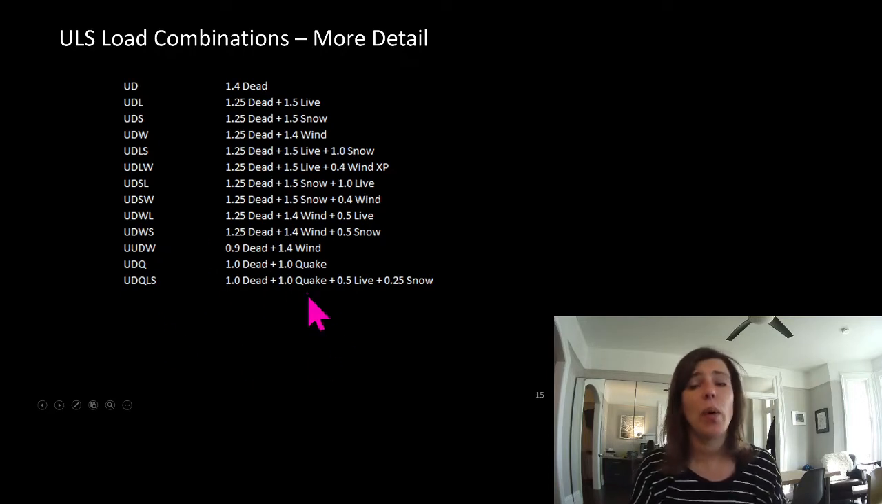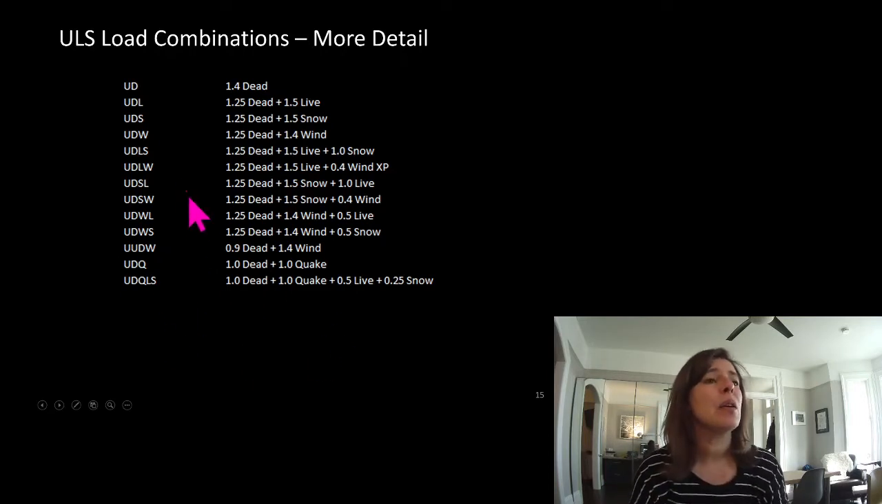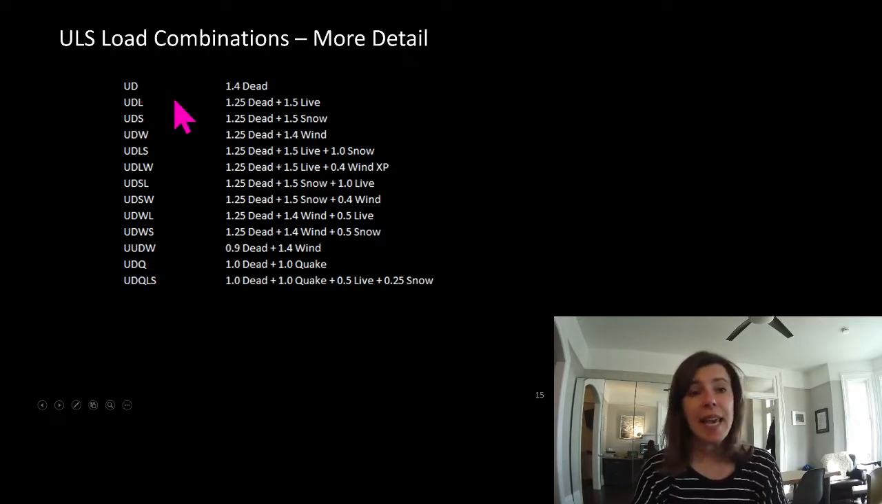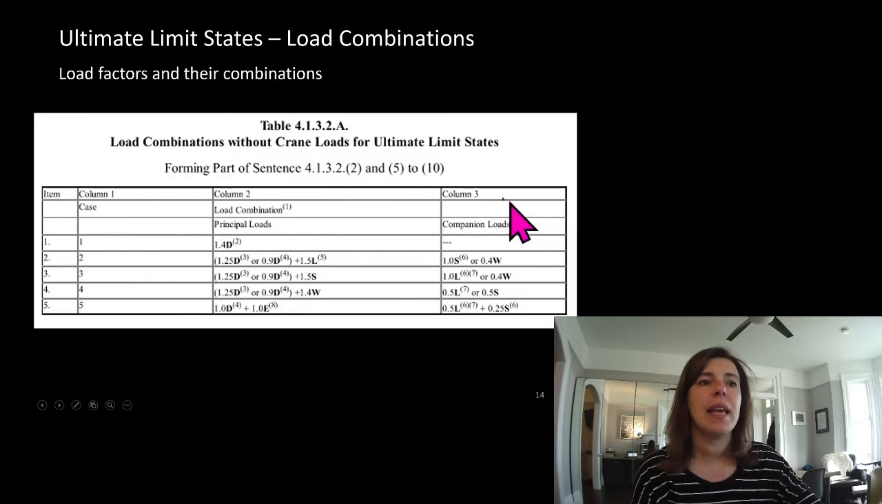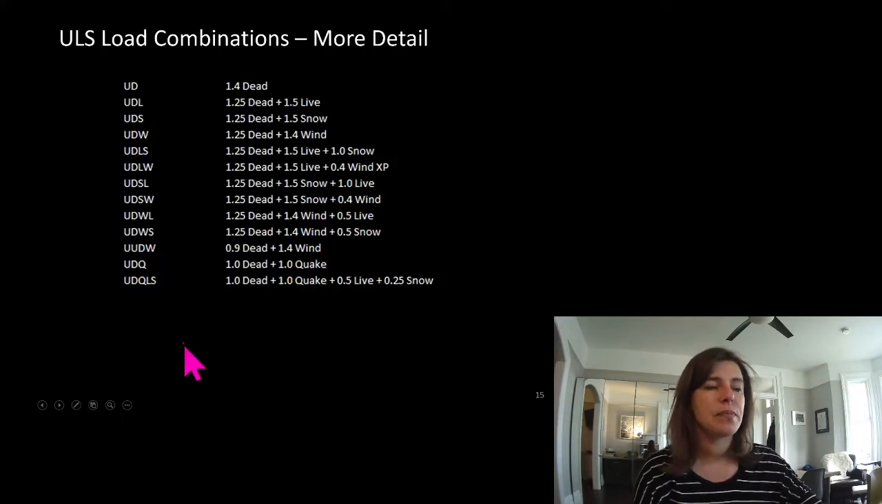And then we have our earthquake loads. Well, that's how many load cases? 1, 2, 3, 4, 5, 6, 7, 8, 9, 10, 11, 12, 13. So it's 13 cases. These came directly from me writing out individually the cases from this table.